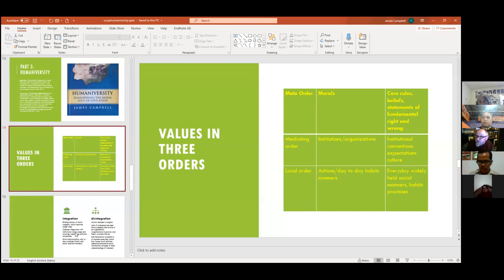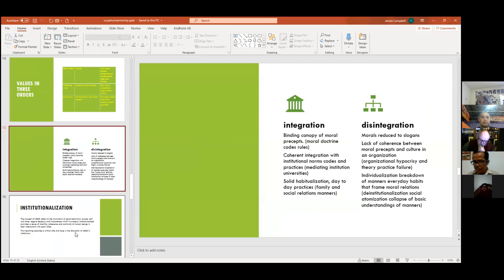Now, in a society where you have normative integration, and I don't mean this in a totalizing sense, I have to be careful, as there is a strong conservative aspect to my thinking, and whilst there's a strength to it, there's a weakness to it. But in societies with normative integration, there is a kind of coherence, or at least a synergy, not an identity, not a prison-like, absolute lockstep relationship, but an integration between the binding canopy of moral precepts, the institutional norms, codes and practices, and the day-to-day practices that you have.